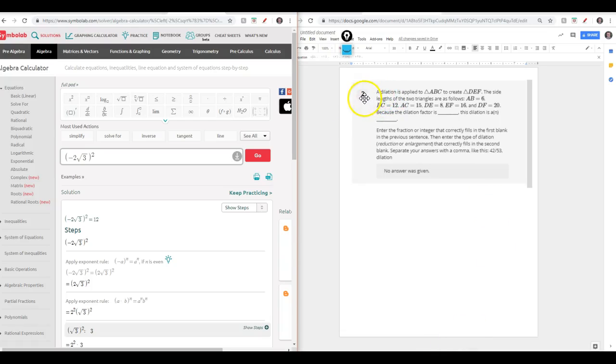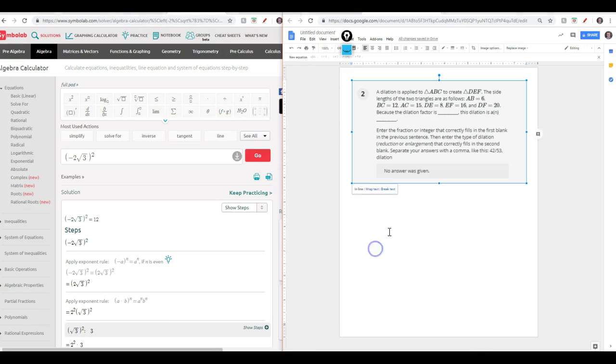Alright, so question 2. A dilation is applied to triangle ABC to create triangle DEF. The side lengths of the two triangles are as follows. AB is 6, BC is 12, AC is 15, DE is 8, EF is 16, and DF is 20. Because the dilation factor is blank, this dilation is a blank. So enter a fraction and either enlargement or reduction.